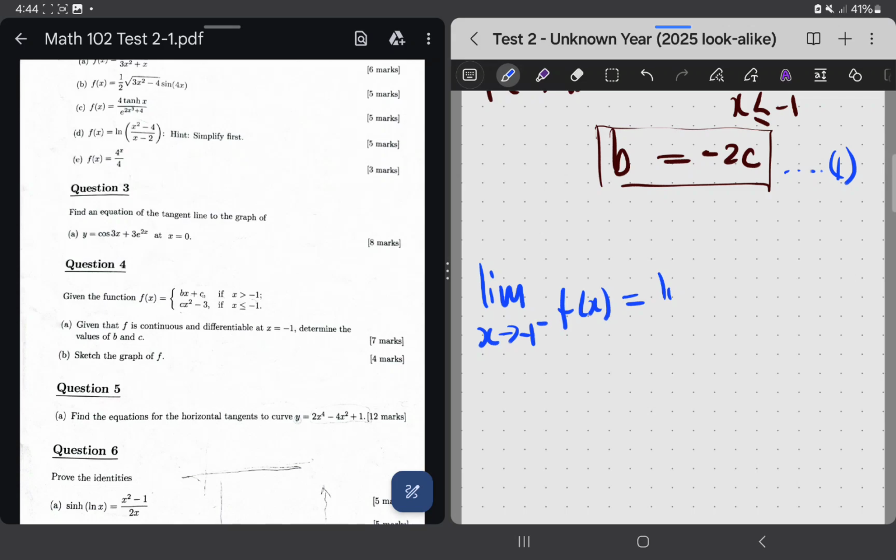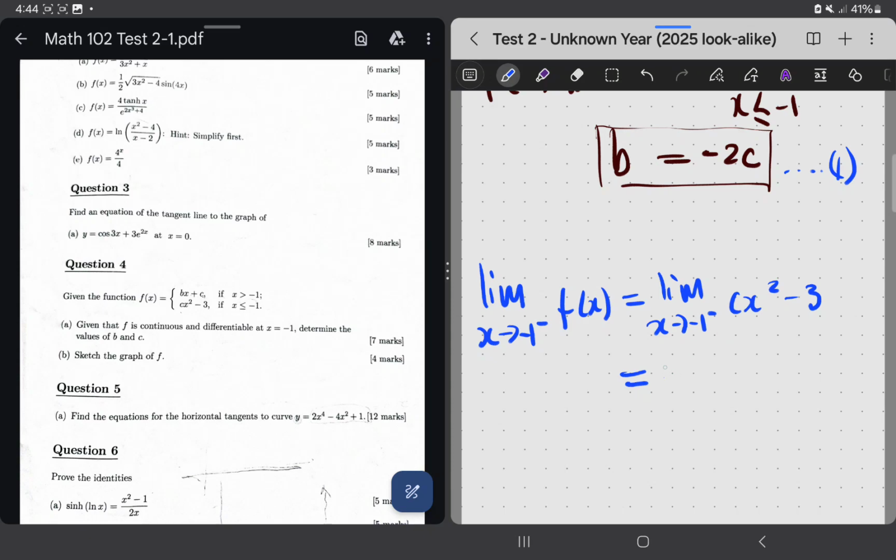This is now going to be equal to the limit as x approaches minus 1 from the left. What is our f of x? If we're coming from the left, that means we are less than minus 1. So it's going to be 6cx squared minus 3, because we're coming from the left.